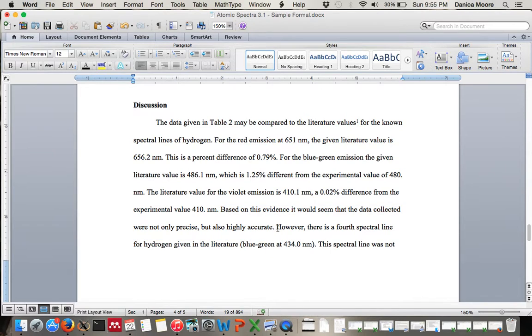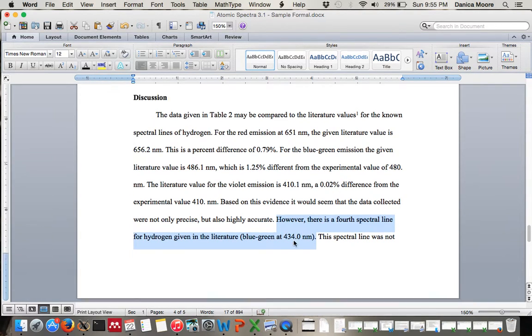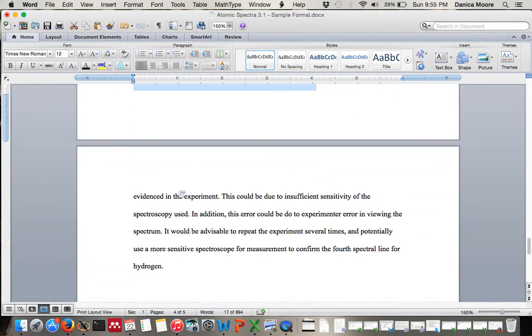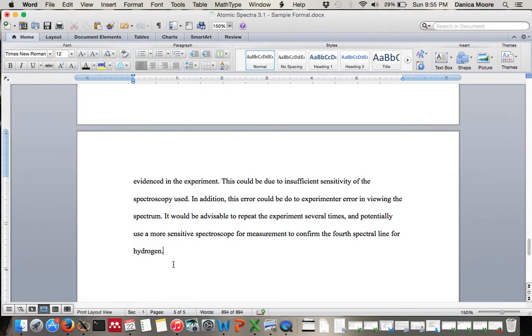Now is when I start talking about any potential errors. In this case, I already know what my error was, so it's very cut and dry. I didn't see this spectral line. And so then you want to hypothesize why this error might have occurred, and then talk about what could be done going forward to fix that error. And that's it. That's the discussion section.